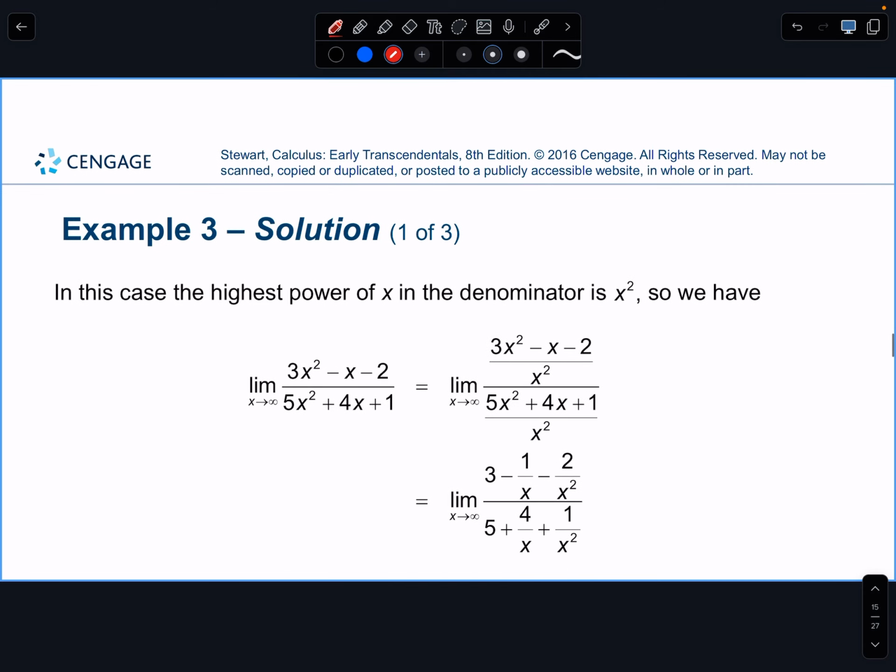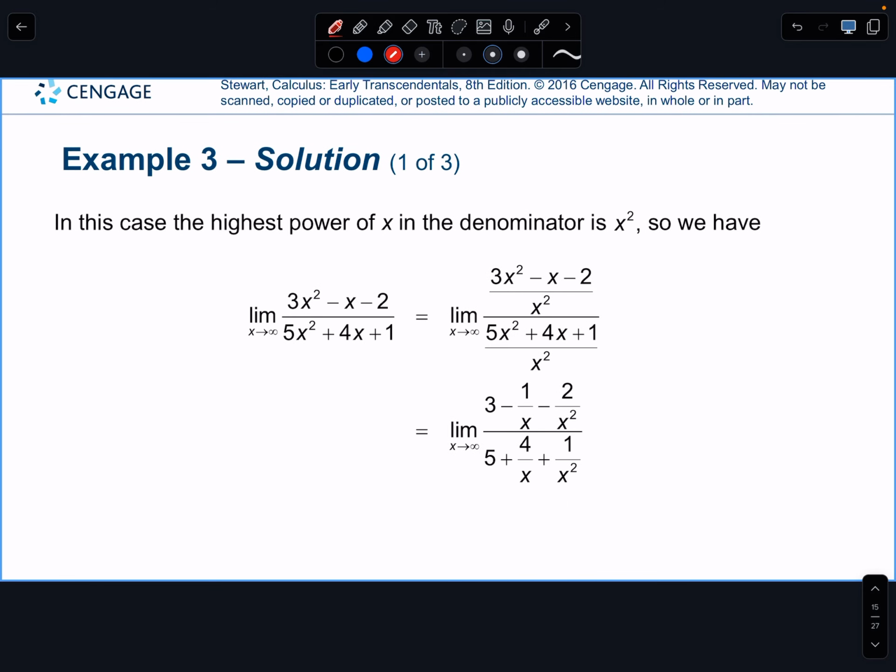So here we go. We've divided the numerator and denominator by x squared, and then we've broken it up into separate little fractions and reduced each fraction, like x over x squared is 1 over x, and so on. And that's just simplifying.